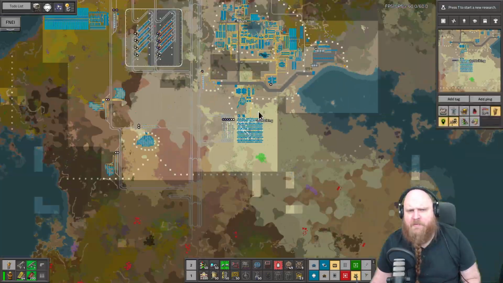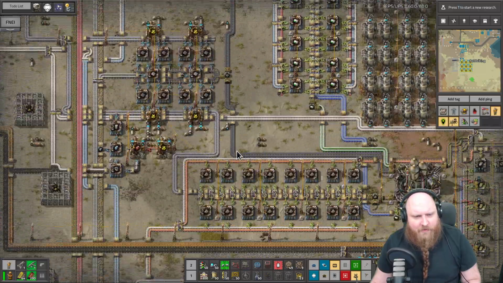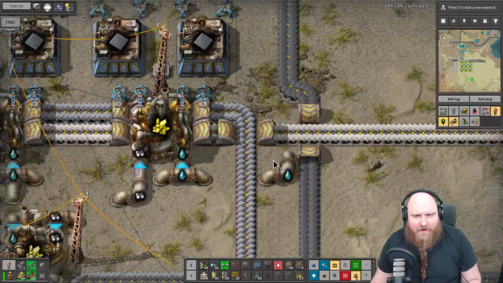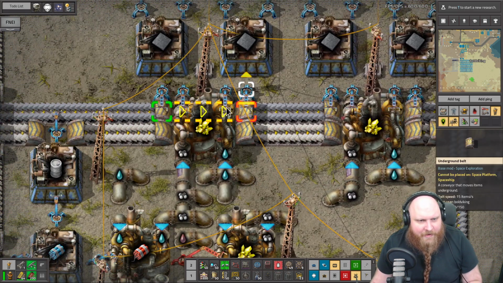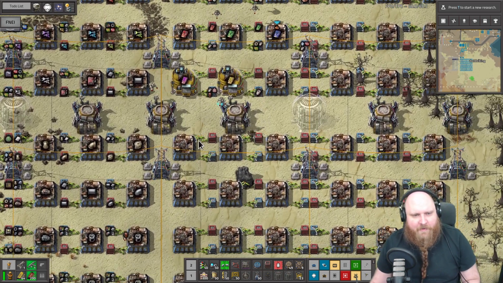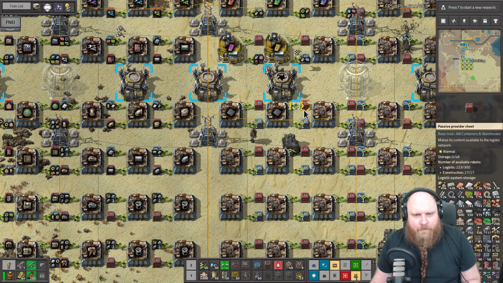LDS. What do we need to make LDS again? We did make the LDS machine over here. What was the requirement for LDS? Basically plastic, heat shields. And heat shields. Are we making heat shields in here? Oh, well, let's make some heat shields in here. There we go. Heat shields.